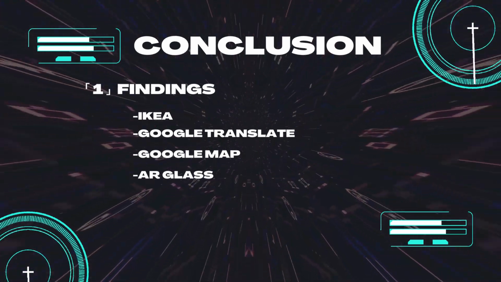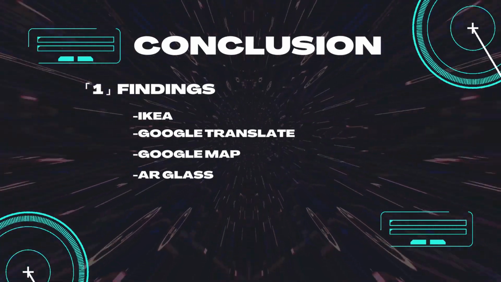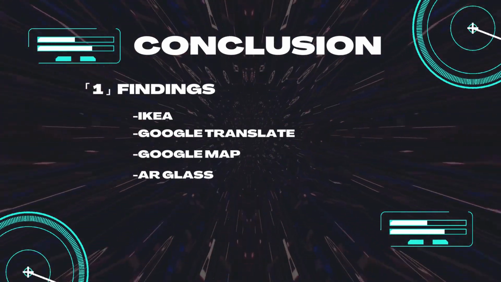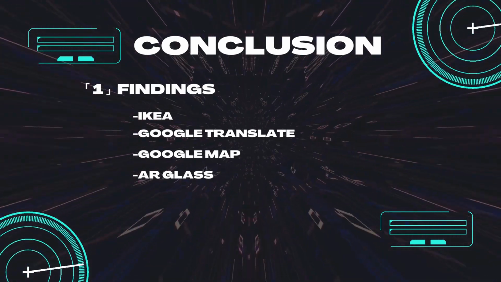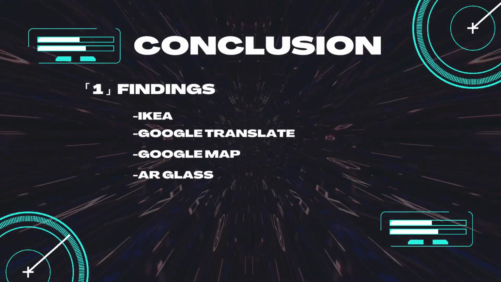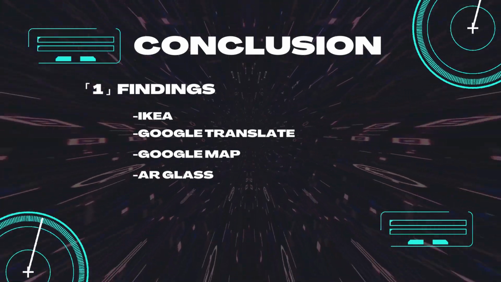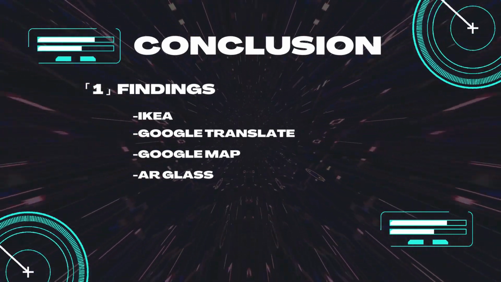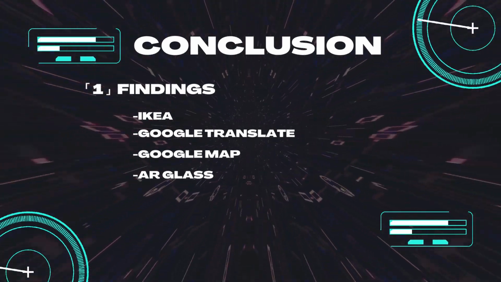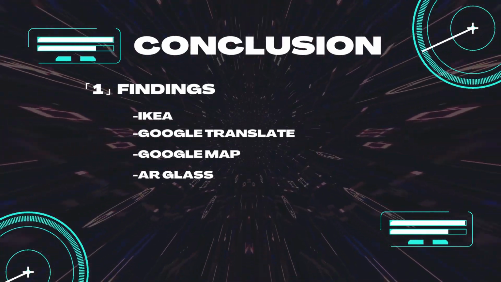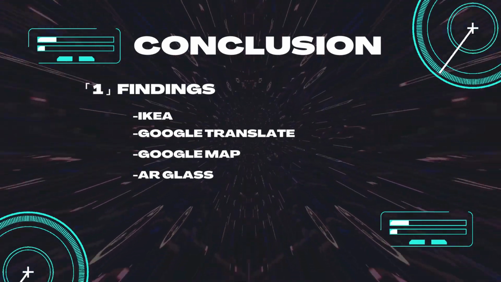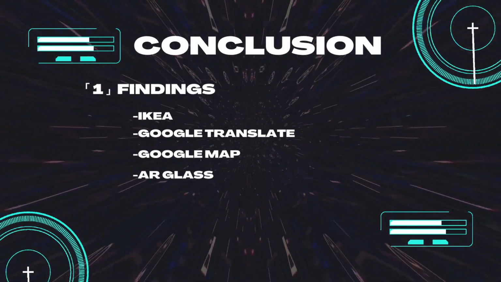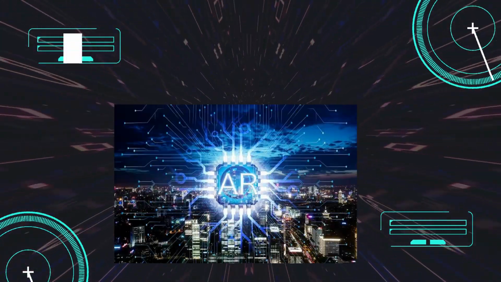In summary, AR is transforming industries such as retail and translation, providing immersive experiences. IKEA uses AR for virtual furniture placement, while Google's products enhance navigation and cross-cultural communication. The evolution of AR glasses to smart platforms shows that the adoption of AR across industries is accelerating.